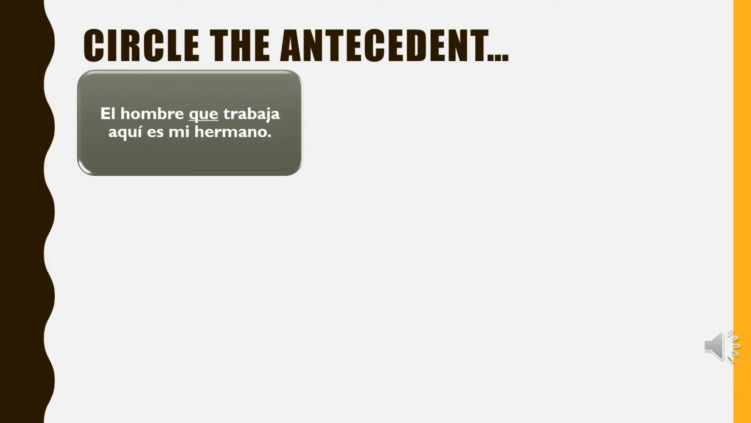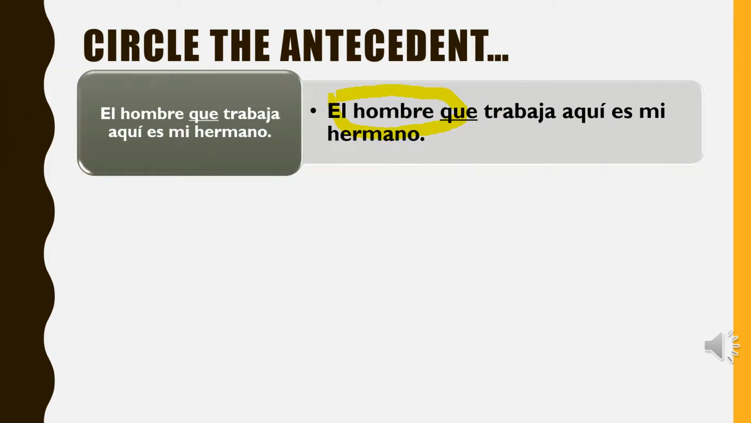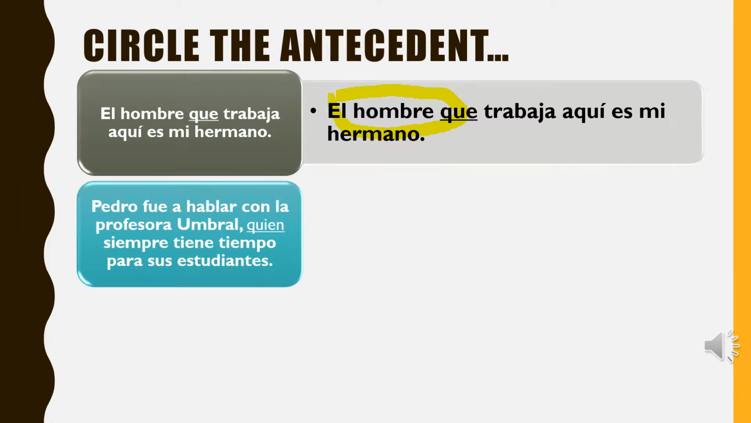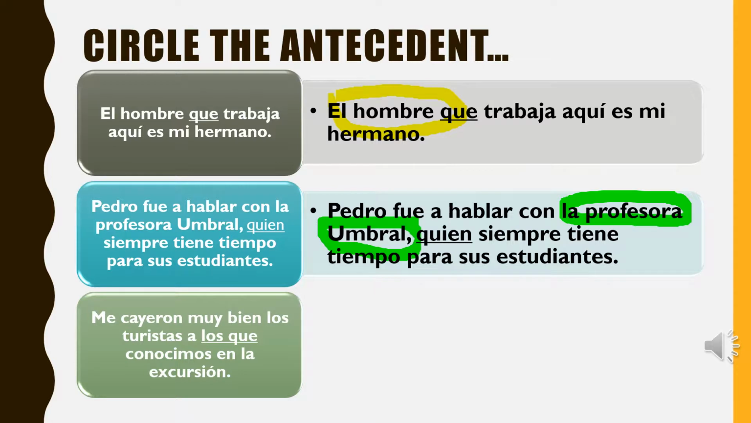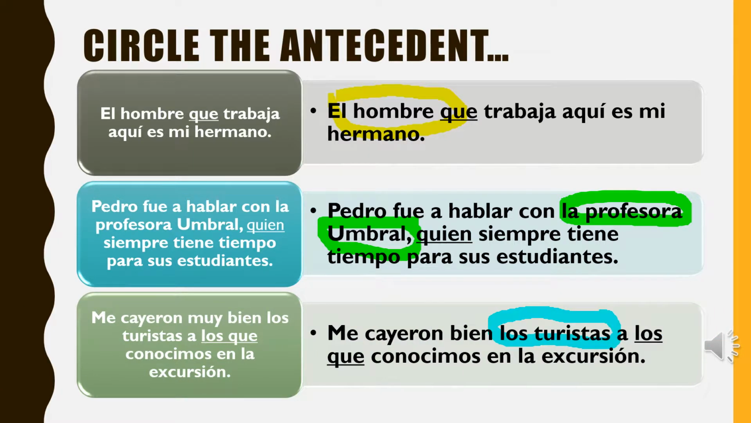If we look at a couple of examples, in the first one, el hombre que trabaja aquí es mi hermano. El hombre is the antecedent because that's what que is referring to. In the second example, Pedro fue a hablar con la profesora Umbral, quien siempre tiene tiempo para sus estudiantes. La profesora Umbral is the antecedent, that's who quien refers to. And in the last example, me cayeron muy bien los turistas a los que conocimos en la excursión. Los turistas is the antecedent because that's what a los que is referring to.